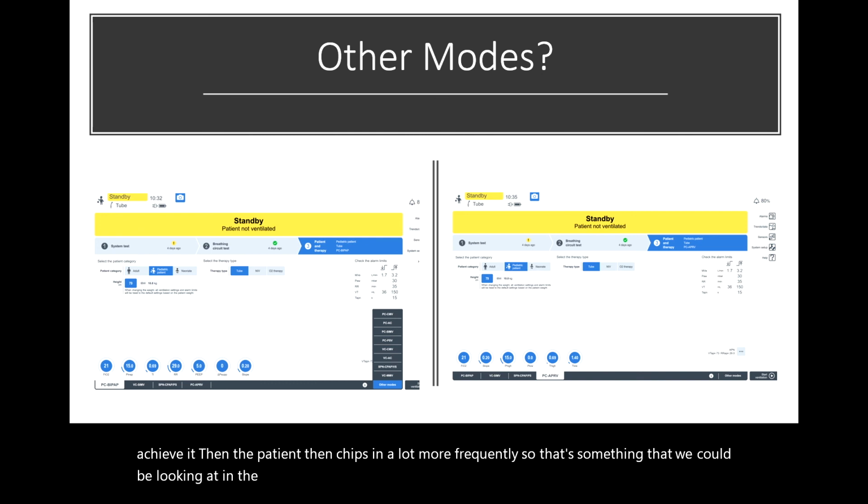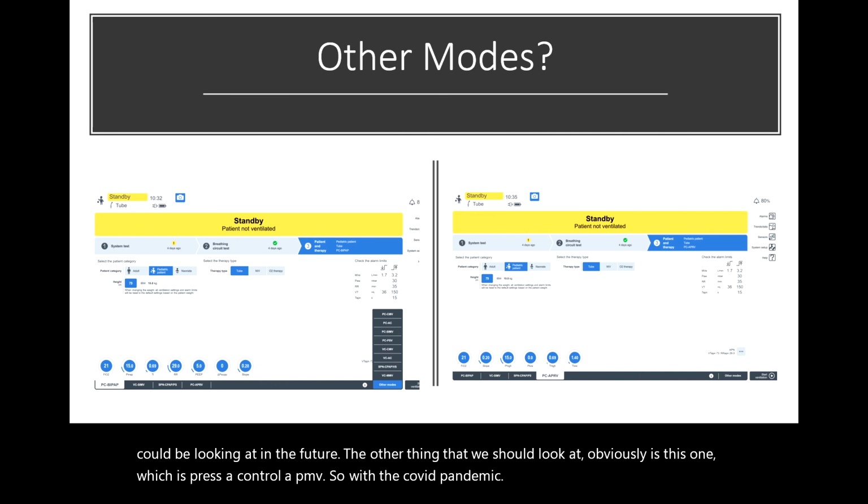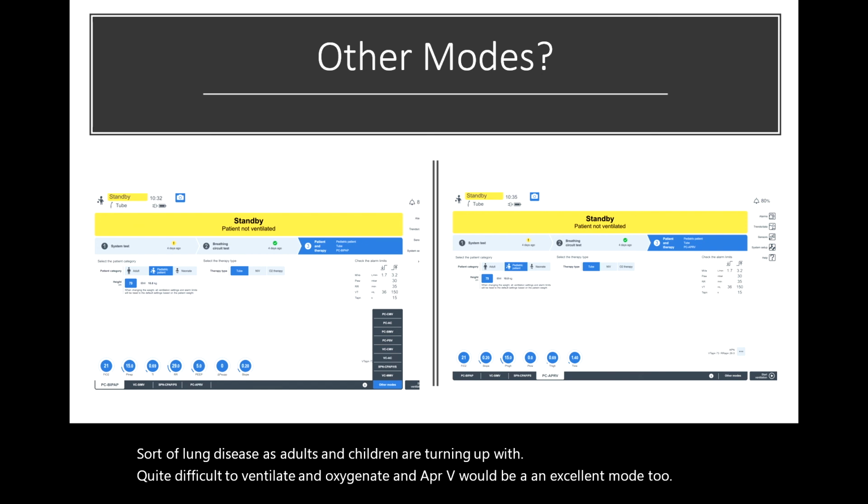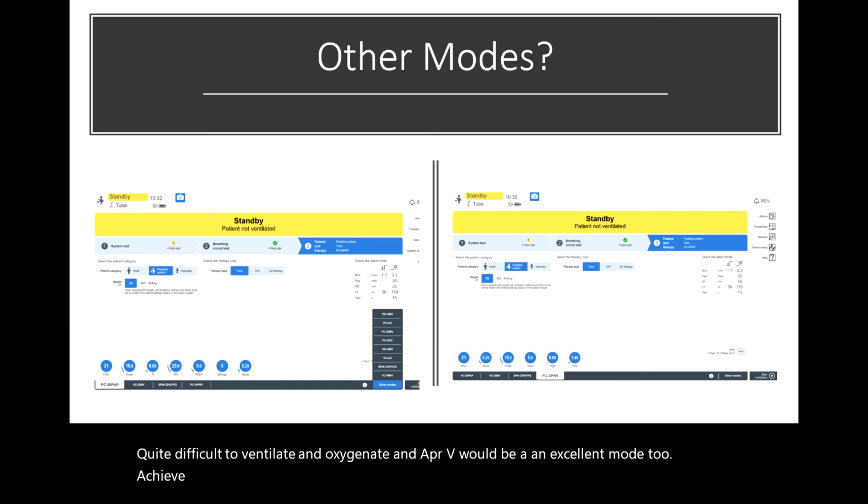The other thing that we should look at, obviously, is this one, which is pressure control APRV. With the COVID pandemic, the lung disease that adults and children are turning up with is actually quite difficult to ventilate and oxygenate, and APRV would be an excellent mode to achieve adequate oxygenation. So it's something that we should consider. I won't be discussing it any further here.